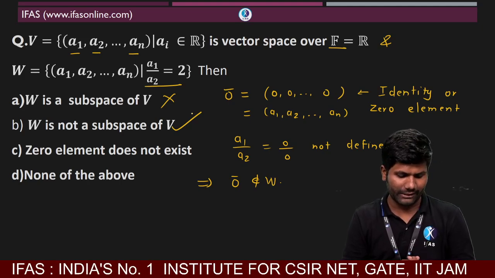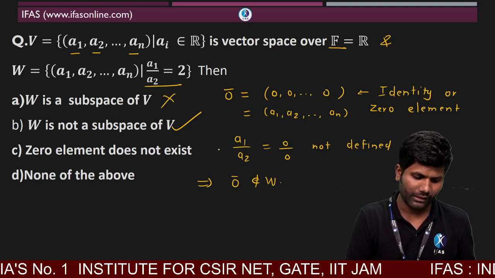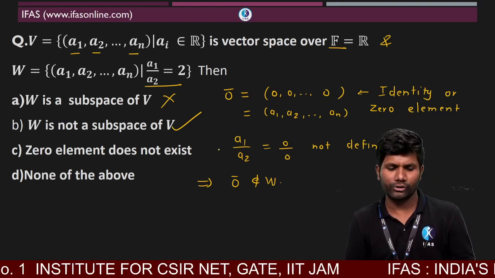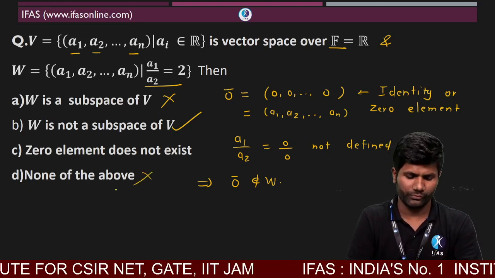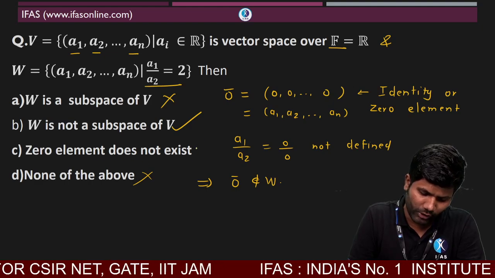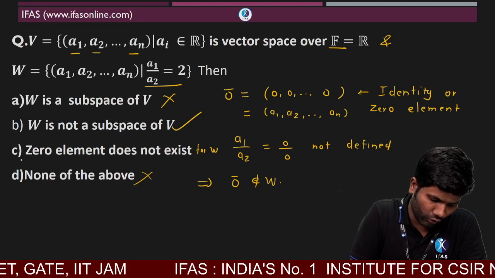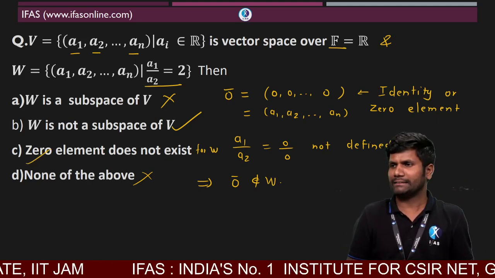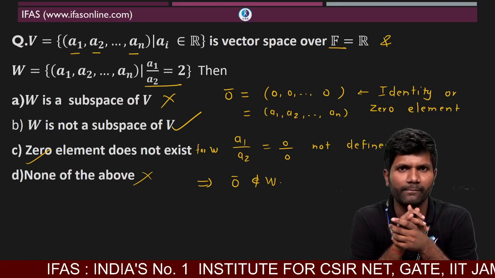And option C is given that the zero element does not exist. It is also correct. The zero element exists for V but does not exist for W. Okay. And the last option is none of the above. So the zero element does not exist for W, so this option is also correct. So here options B and C are correct and the rest of the options are incorrect. Clear, everyone?